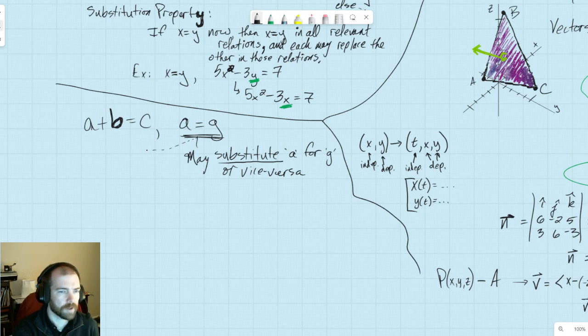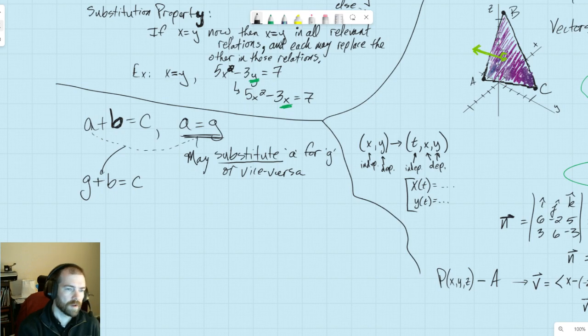So in this particular case, there is an a over here, which we can then substitute with g instead. Make it g plus b equals c. So again, this is substitution. We've taken a out and removed it and replaced it with g.